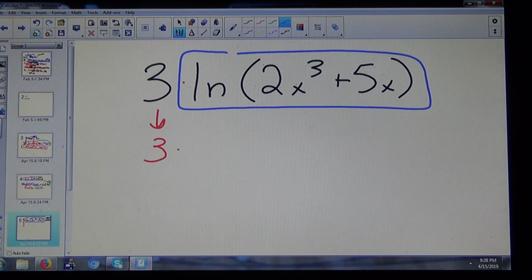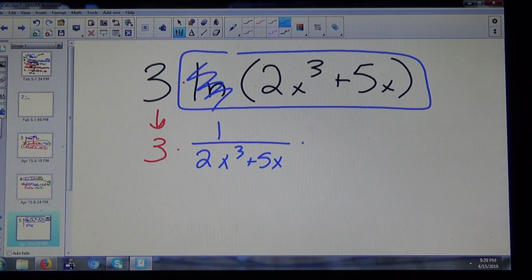Okay, so when I'm looking at this and I want to find the derivative, it's the chain rule. We'll just bar this to the outside, and that would be the ln. So the derivative of this ln is 1 over that, times, what have I done the derivative of yet? The inside, and that would be 6x squared plus 5.